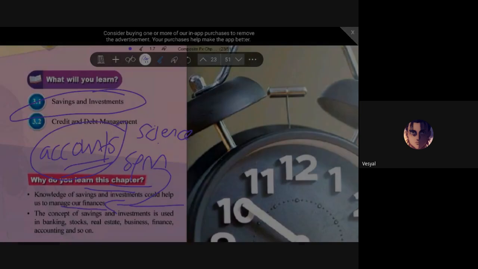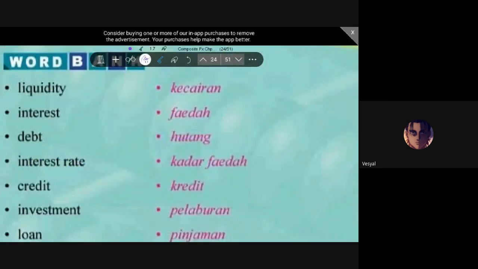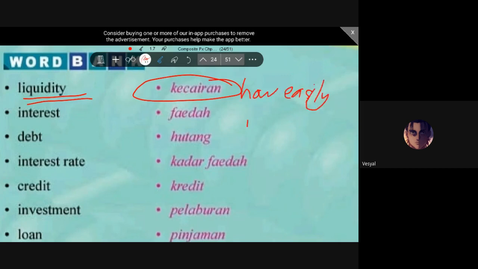So let's go to the keywords. These are the common terms that you might see in this chapter. First of all, you need to know what liquidity is. In BM, the term is kecairan. Liquidity is actually how easily it can be cashed out.